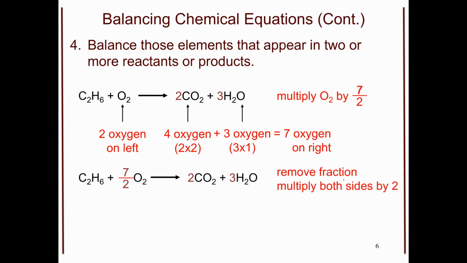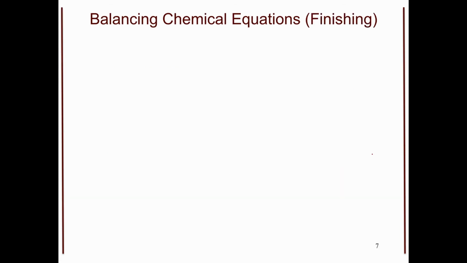But we are not allowed to have fractions in our balanced chemical equation. What we need to do is remove the fraction by multiplying all of our coefficients by 2. So if we do that, you will now see that I get 2 ethanes plus 7 oxygens will now yield 4 carbon dioxides and 6 waters. We must have it in the lowest integer ratio.